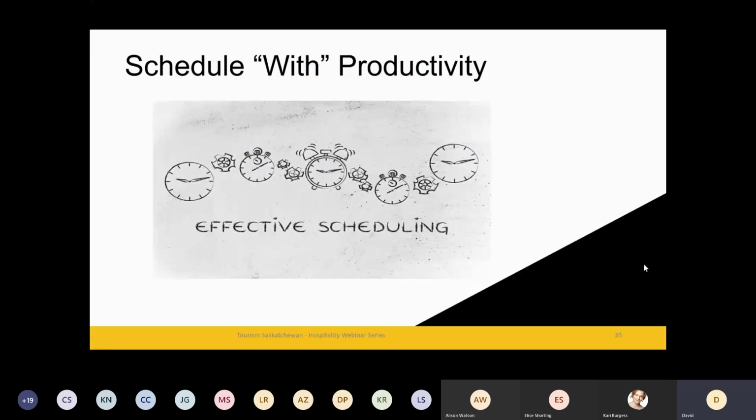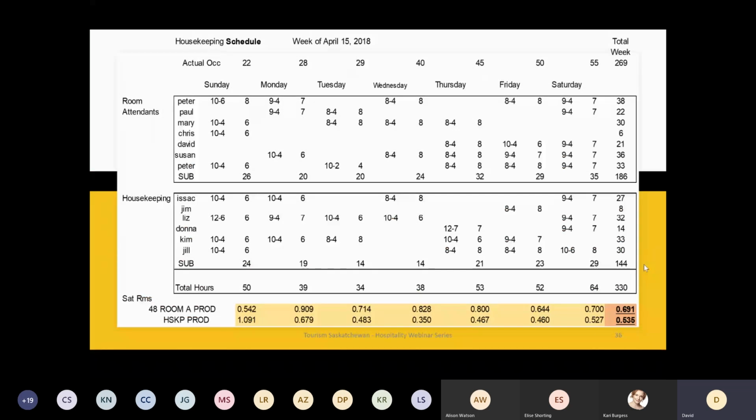Now we want to move to the second part of this, which is beginning to schedule with productivity. So here's the schedule from the same hotel. Here's the schedule for the room attendants. Here's the days in the week. Here's the occupancy that's forecasted for each one of those days in this hotel. And then the same for the housekeeping department. We can see that we have a subtotal of number of hours in both areas along with the total. And then all we do is we divide the number of hours in each of the buckets, the room attendant bucket and the housekeeping bucket, by the occupancy, and it produces our productivity. And guess what? The room attendant is 0.691 and housekeeping is 0.535.